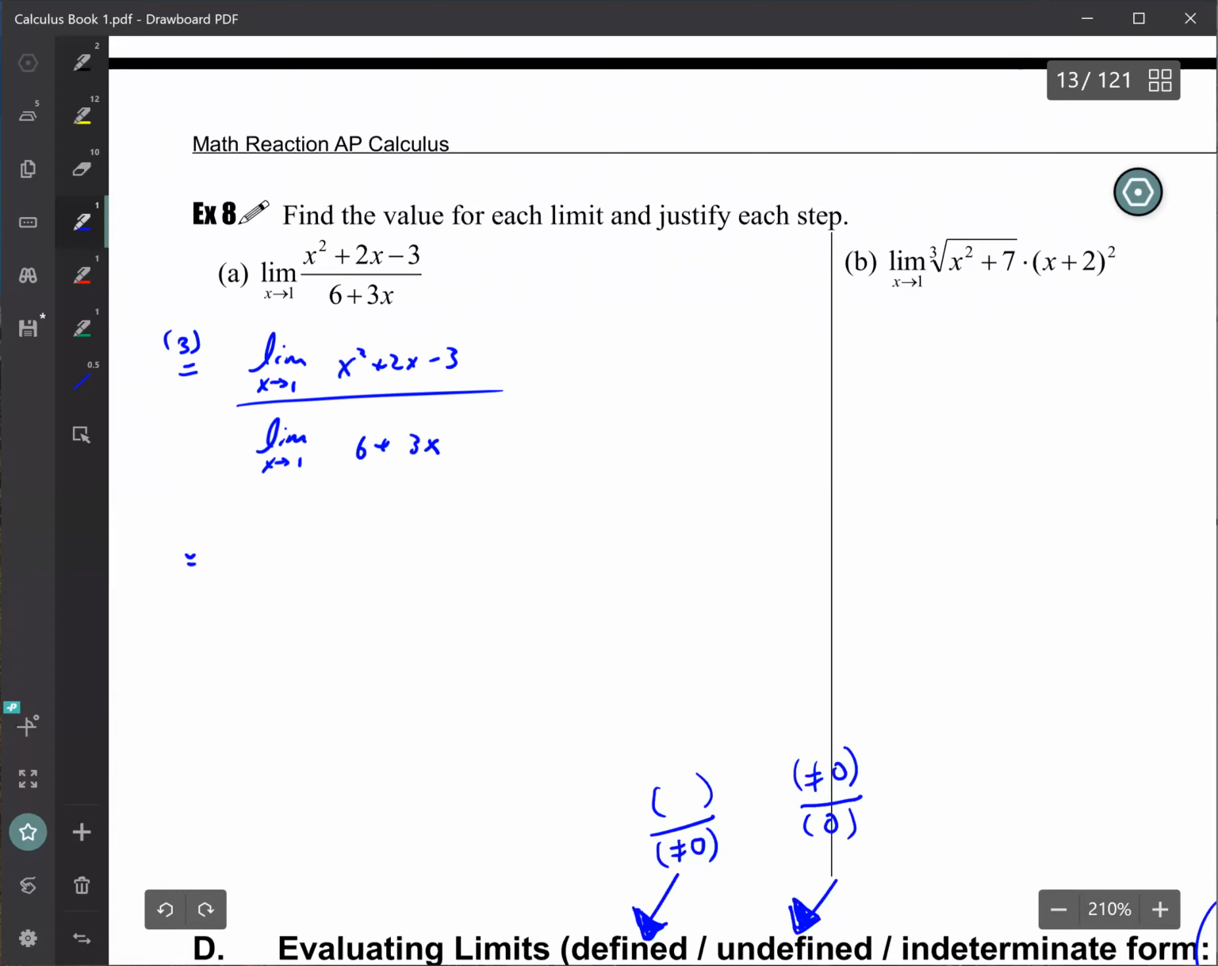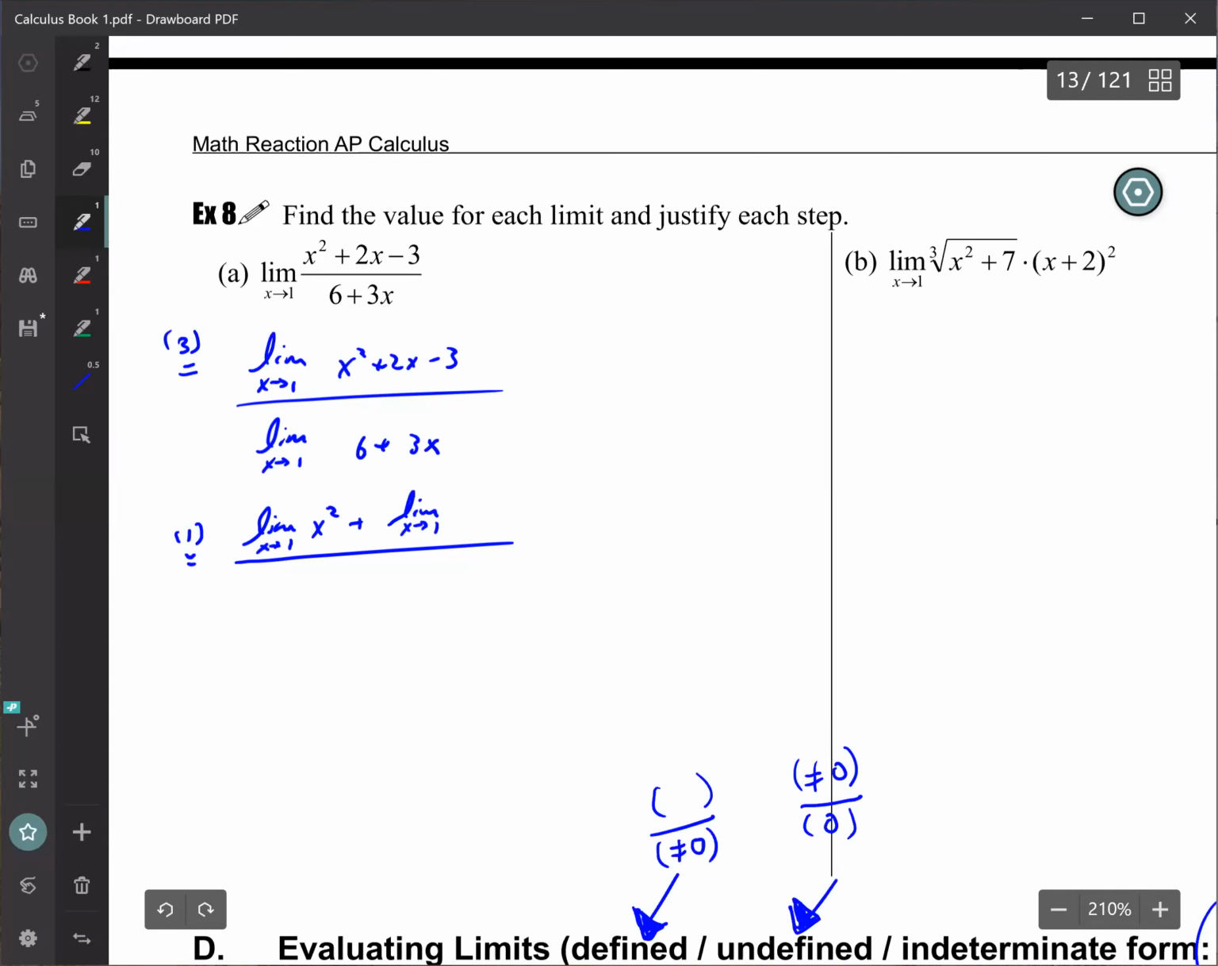Okay, and then Lex, which law do we need to use now? Law 1. Law 1, okay. So law 1, what will the top become? It will be the limit as x approaches 1 of x squared, plus the limit of 2x, minus the limit of 3.